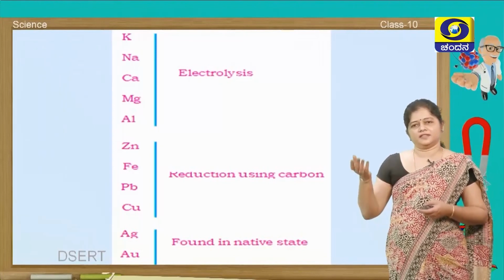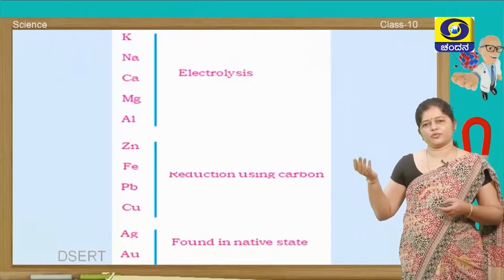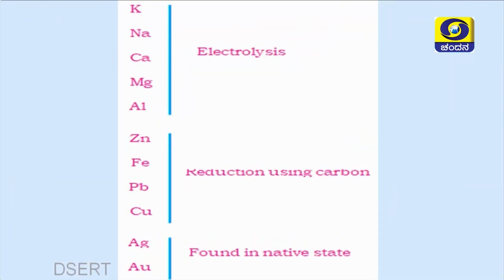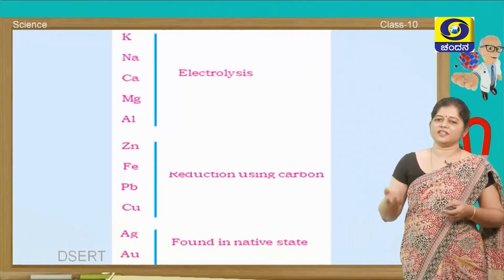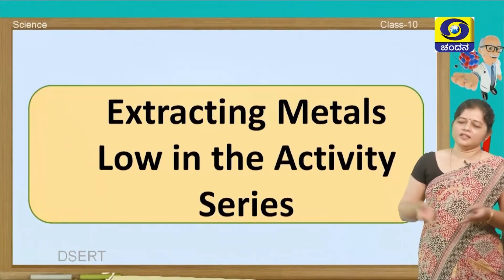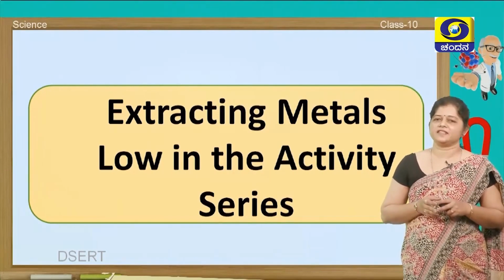Now, this is the reactivity series. In the reactivity series, you know which are the most reactive metals, which are the moderately reactive metals and which are the least reactive metals. The most reactive metals like potassium, sodium, calcium, magnesium and aluminium have to be reduced by electrolysis, whereas zinc, iron, lead and copper can be reduced by using carbon. The others are generally found in the free state or the native state. Now, let us see how we can extract metals which are low in the activity series.